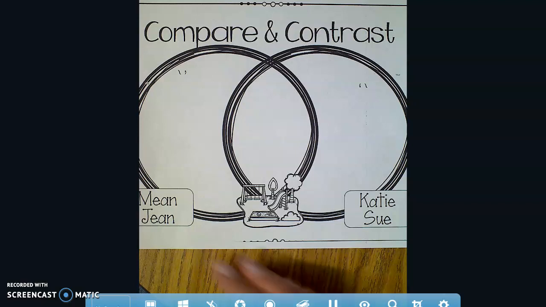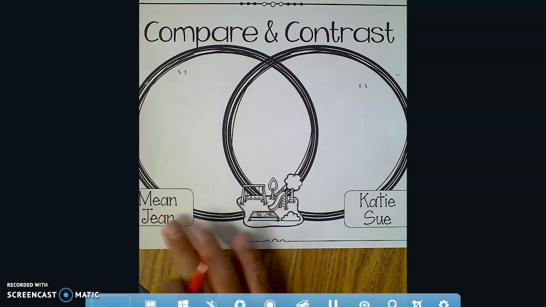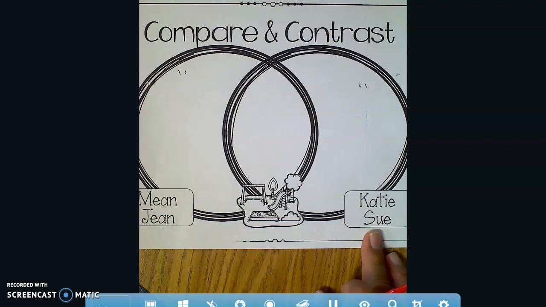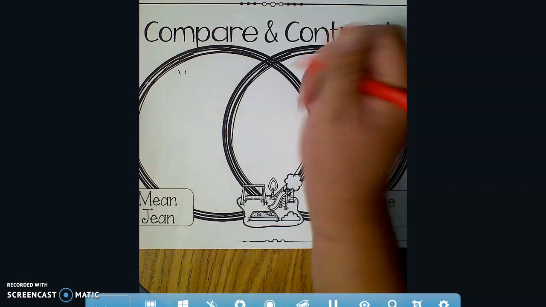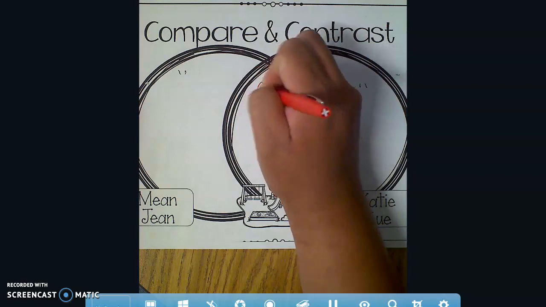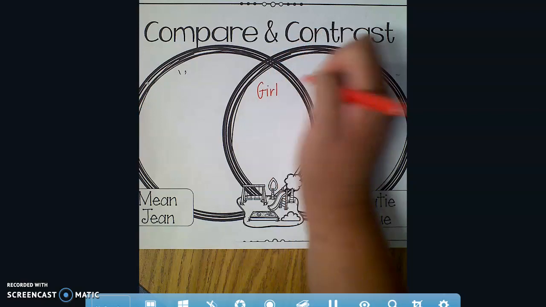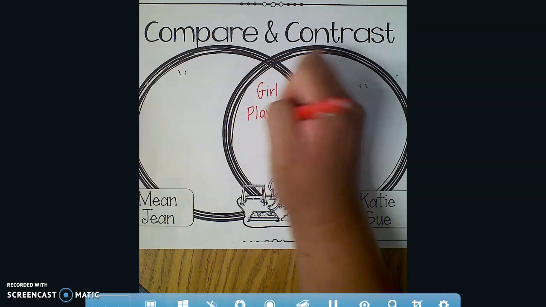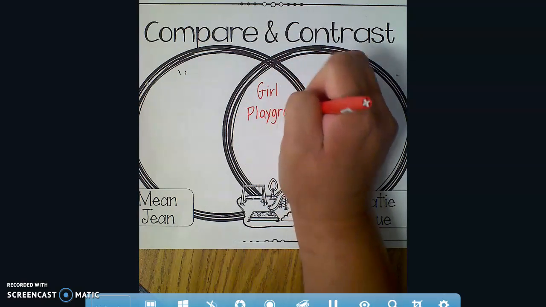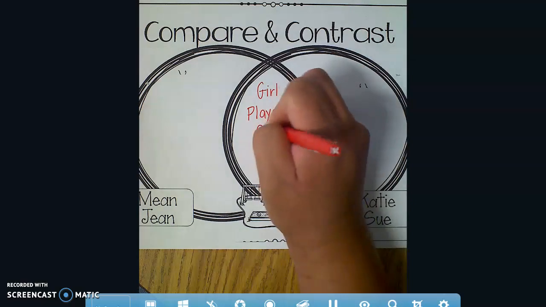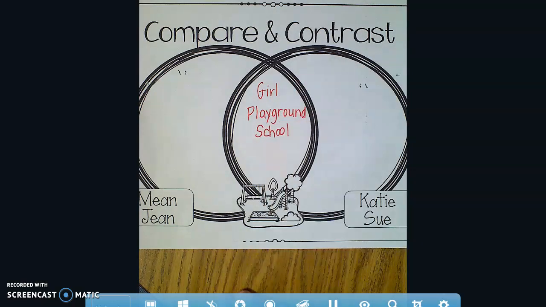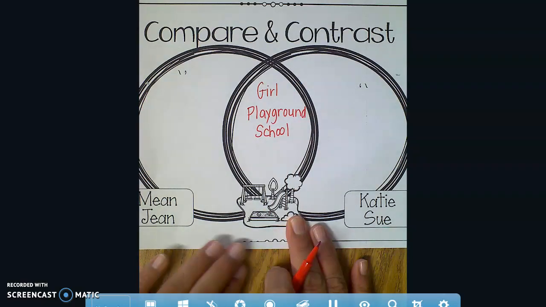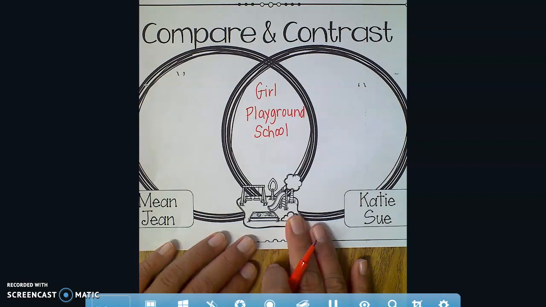Okay, so we have Mean Jean on the left right here, and we have Katie Sue. So, first thing that I think of, they're both girls on the playground, and they're on the playground at the school. A lot of the setting takes place at the school. So these are just like the main topic of ideas that we're thinking of.